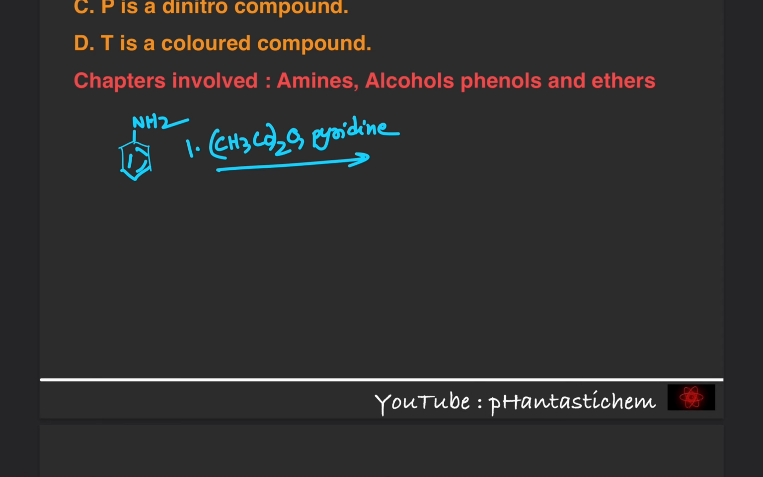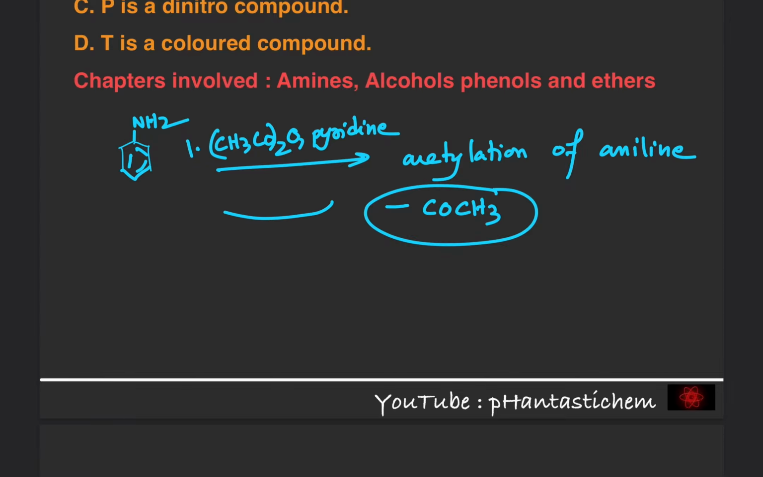Okay, so basically we are doing acetylation of aniline. So this reaction is known as acetylation of aniline, or you can also say that we are introducing the acetyl group, which is the COCH3 group, in aniline, okay, using this reaction. And this reaction is also called protection of the NH2 group by acetylation using acetic anhydride.